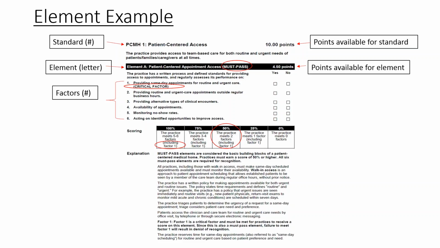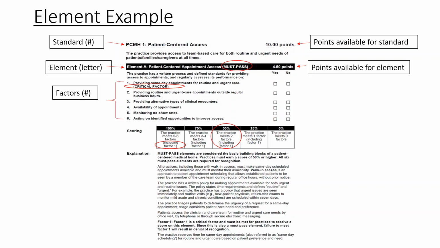Other little things to point out with how this is laid out under the scoring, you can see here for 100%, the practice would have to meet 5 to 6 factors, and including factor 1. So to get the highest level points, you need to make sure that the critical factors are met. For any must-pass element, which again this is, the requirement is that the practice earns a score of 50% or higher. So here for 50%, the practice would need to meet 2 factors, again including that critical factor, which is factor 1.